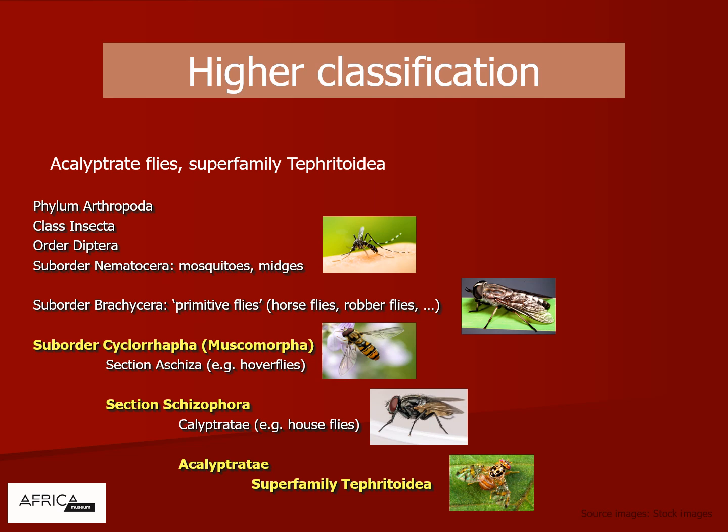The order of the Diptera is further subdivided into suborders. The suborder Nematocera are the mosquitoes and midges. The suborder Brachycera are the so-called more primitive flies, such as robber flies or horseflies. Fruit flies, or Tephritidae, belong to the suborder Cyclorrhapha. This suborder is divided into superfamilies, which in turn are divided into families.